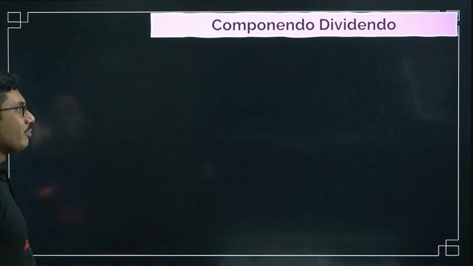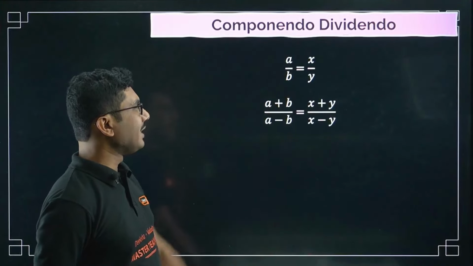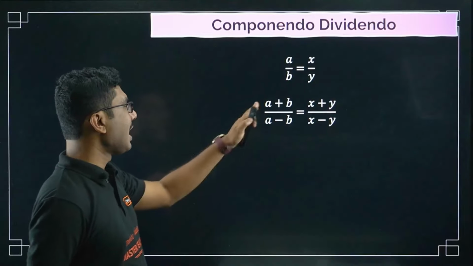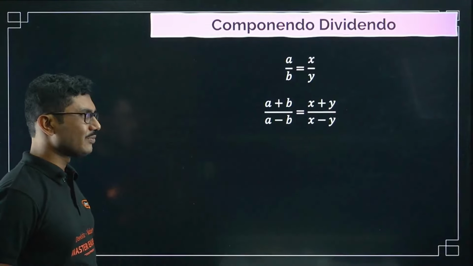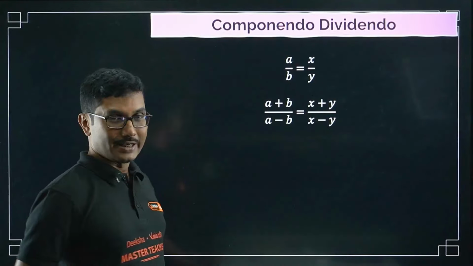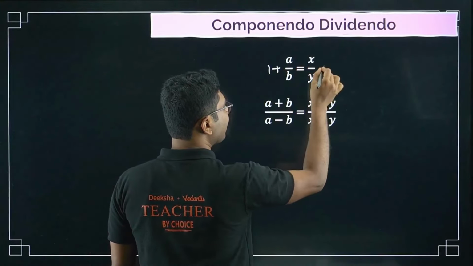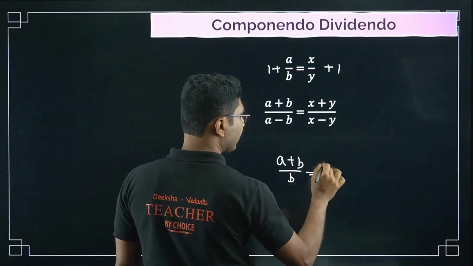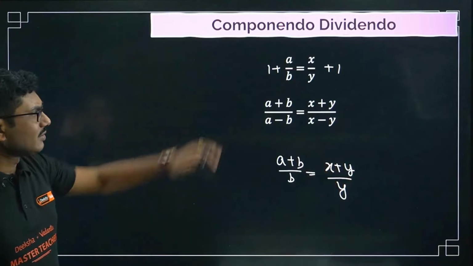Now next is componendo and dividendo, very easy equations. I hope you remember it. If a by b equals x by y, then you can use the componendo dividendo rule and write a plus b by a minus b equals x plus y by x minus y. This can also at times be handy. And one more thing, if you add 1 on both sides, you can write a plus b by b equals x plus y by y. Right, that is also possible.